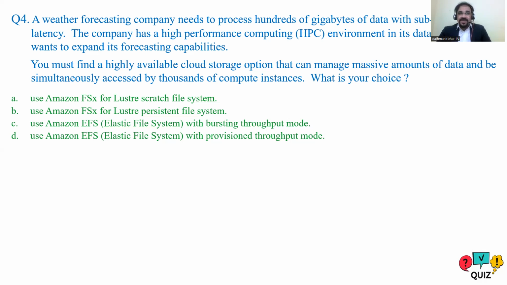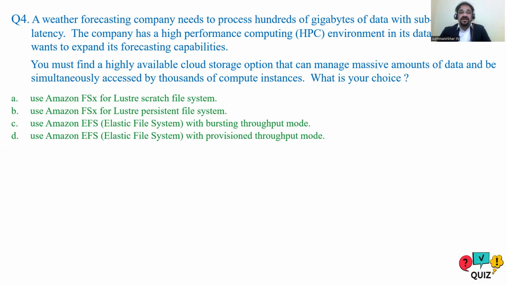Let's evaluate each of the answers so that we will get the correct one. In a real-time scenario, what exactly do we do? Option A is use Amazon FSx for Lustre Scratch file system. There are two categories of answers: A and B is one category, C and D is another category. So now to narrow down our answer, first let us evaluate A and B.